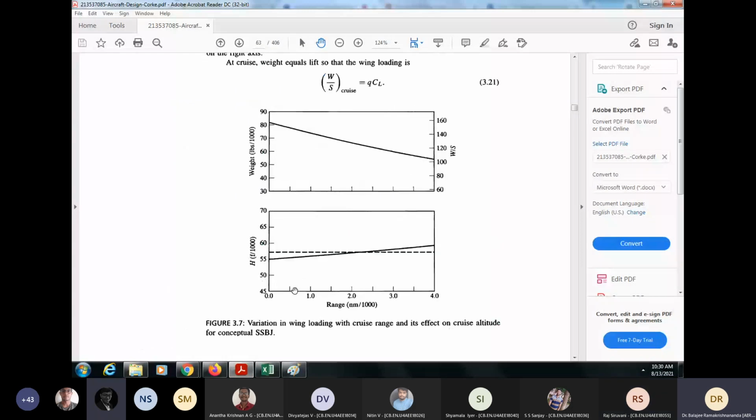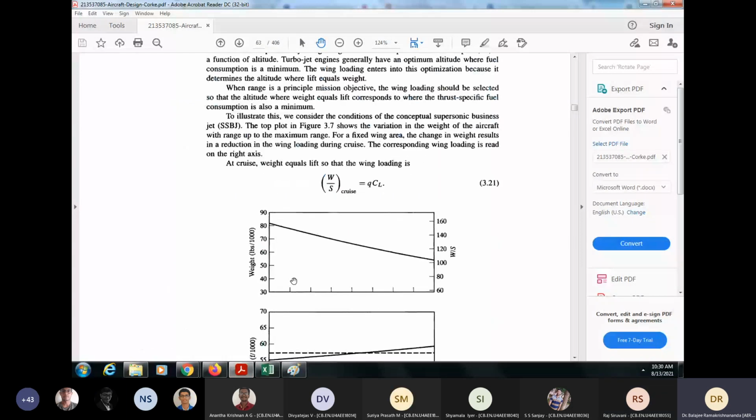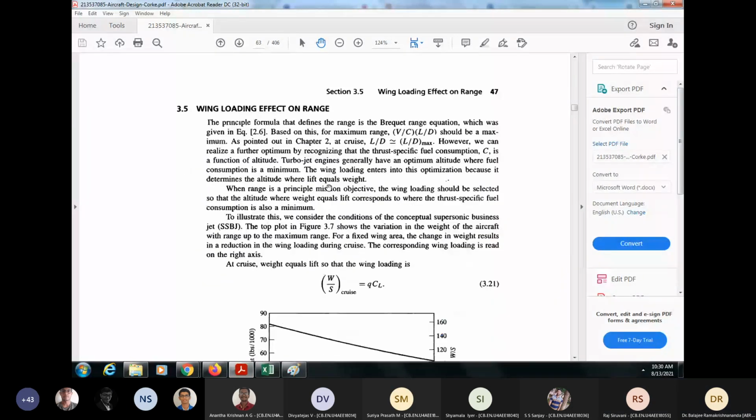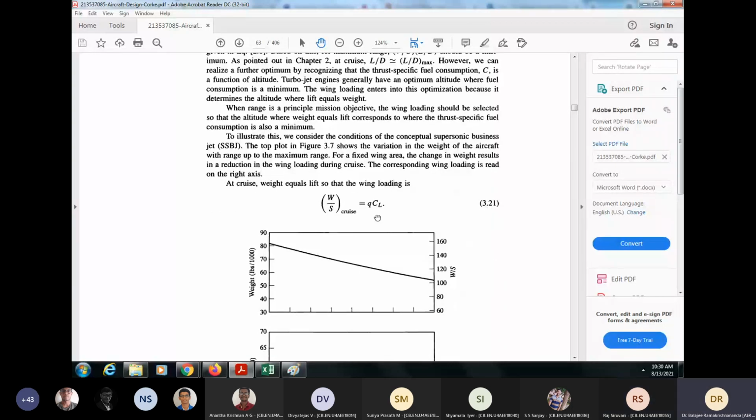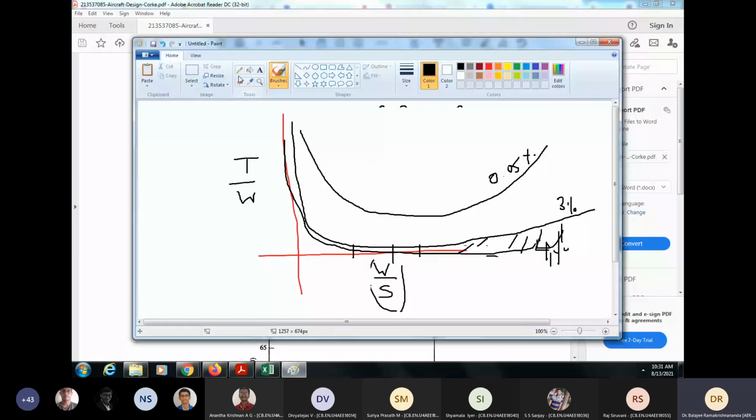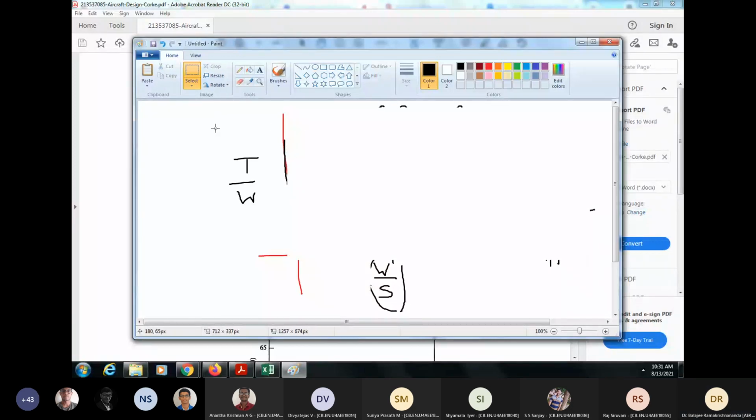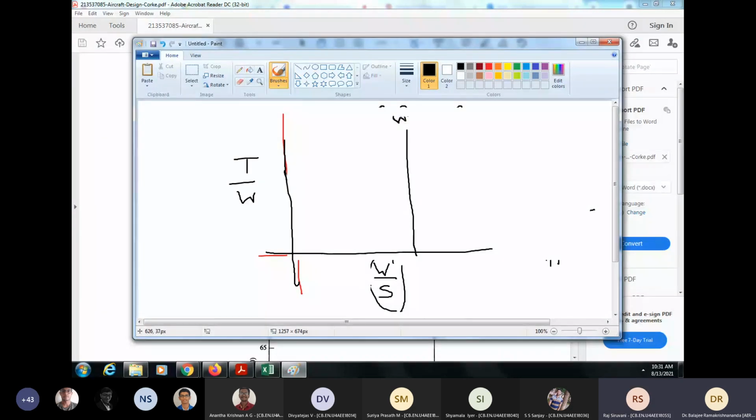So now you have wing loading effect on range. This is actually the cruise. Look at 3.21. Wing loading at cruise is Q into CL. Very simple. That will also be a straight line, just like landing. See, just like landing, that's also going to be a straight line. It may be like this. Okay. For the cruise, wing loading cruise.